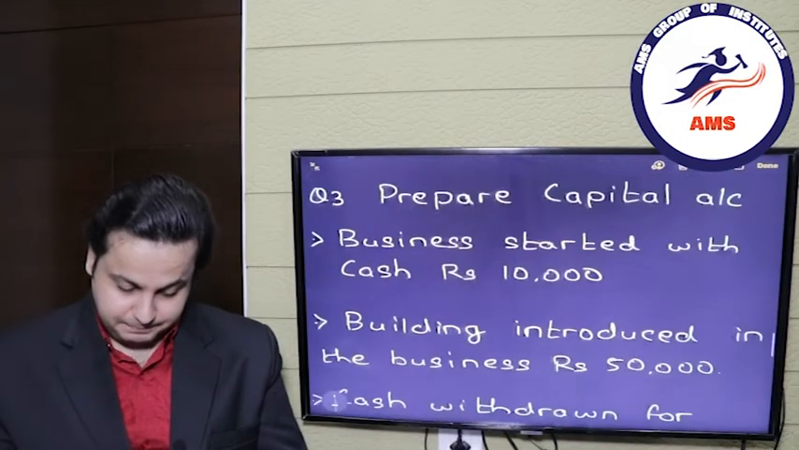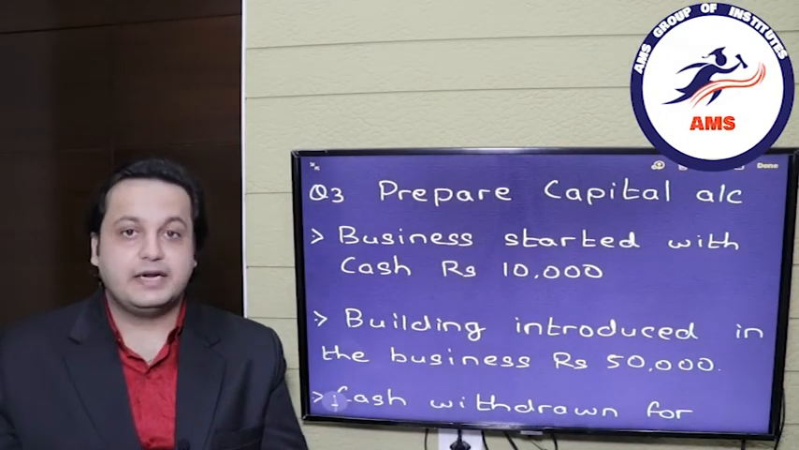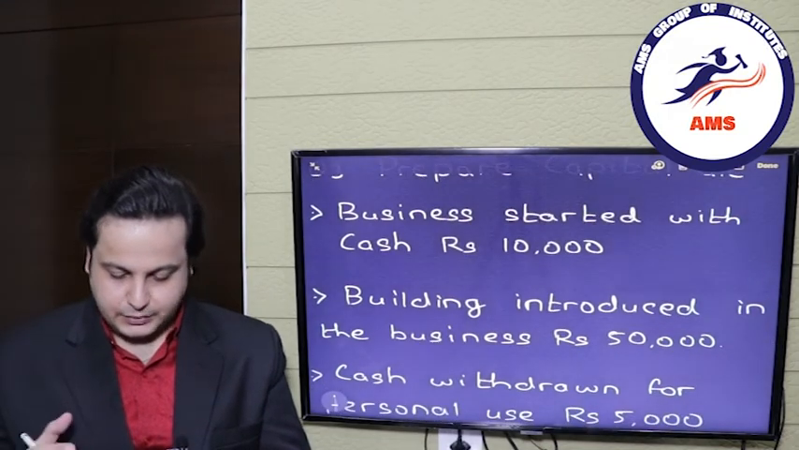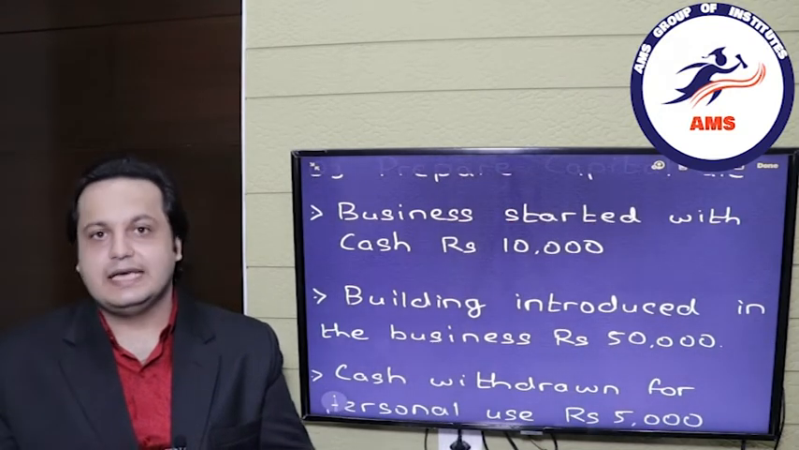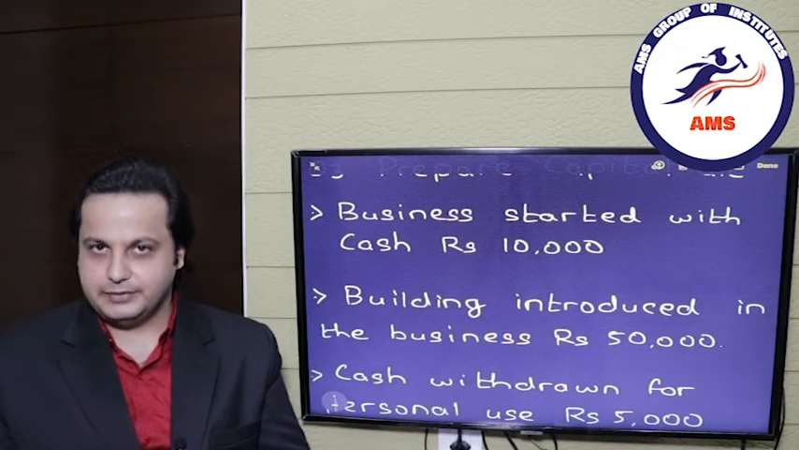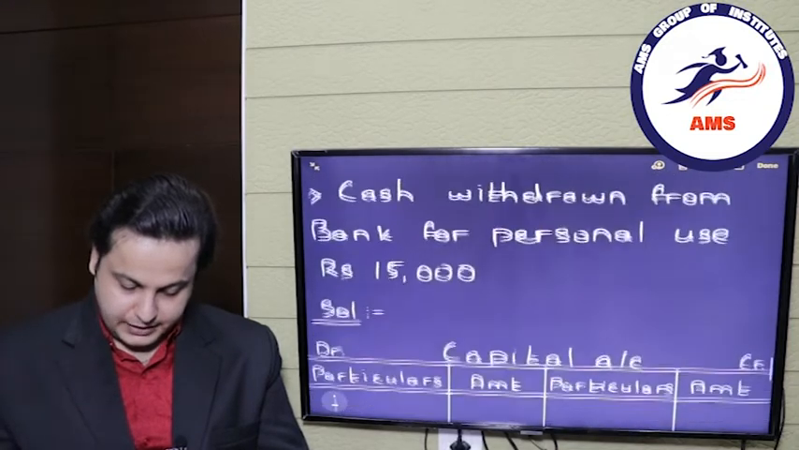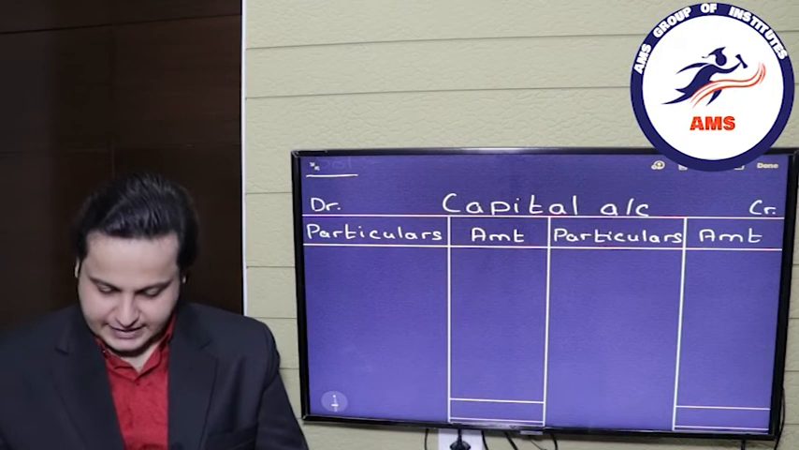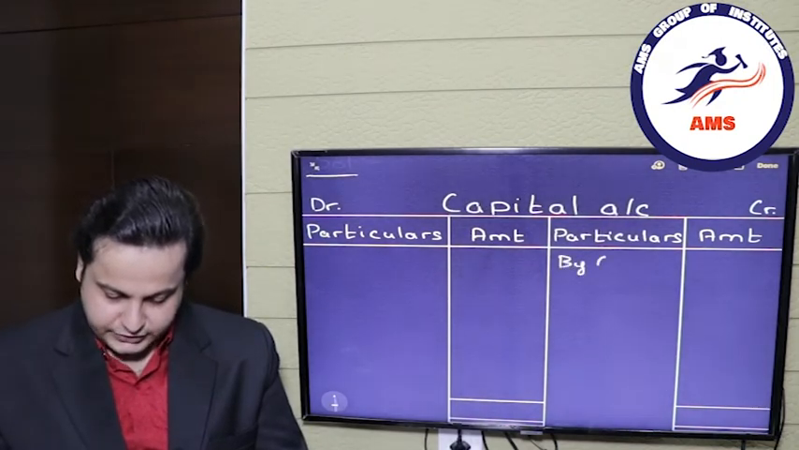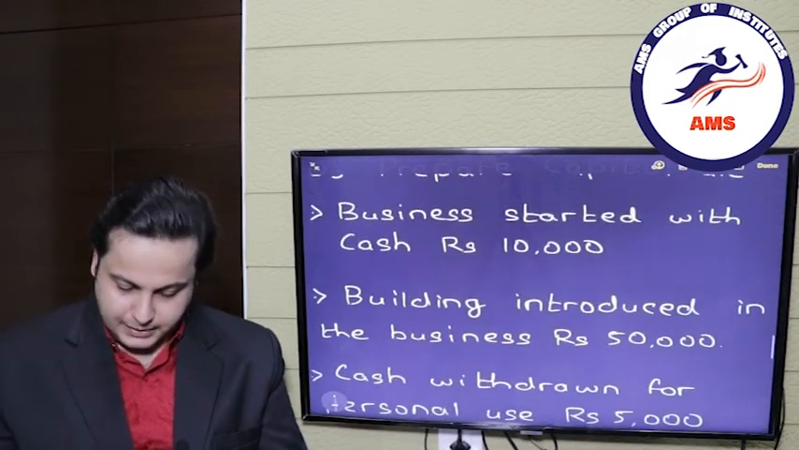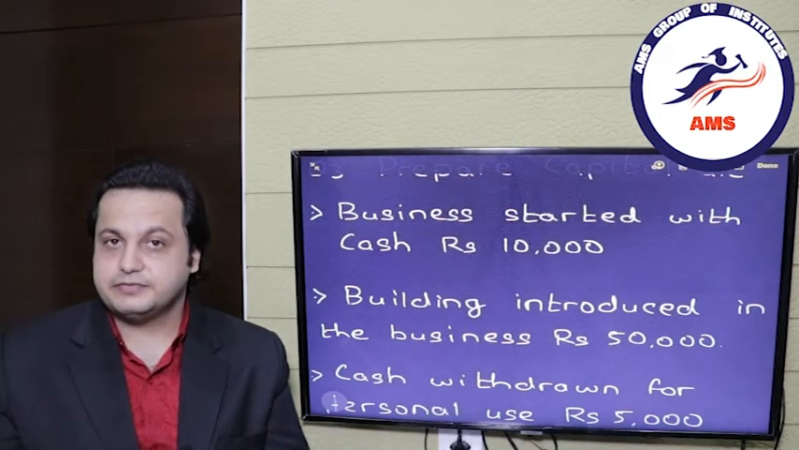Let's do another. That is, we have to prepare a capital account. So let's move forward. Business started with cash rupees 10,000. In this, the journal entry will be by cash account debit to capital. Now we are preparing the capital account and it is being credited. So we will post it in the credit side. By cash rupees 10,000.